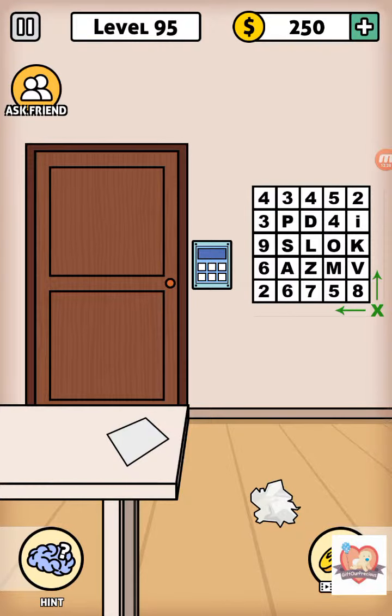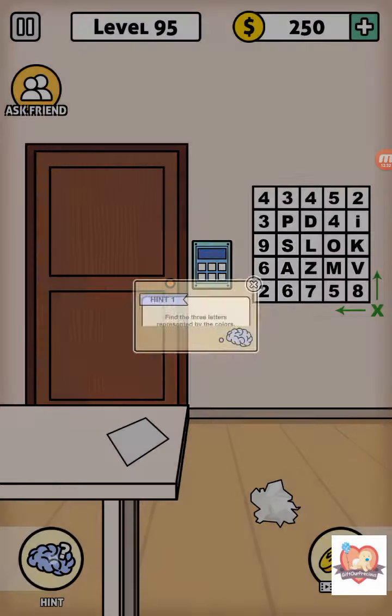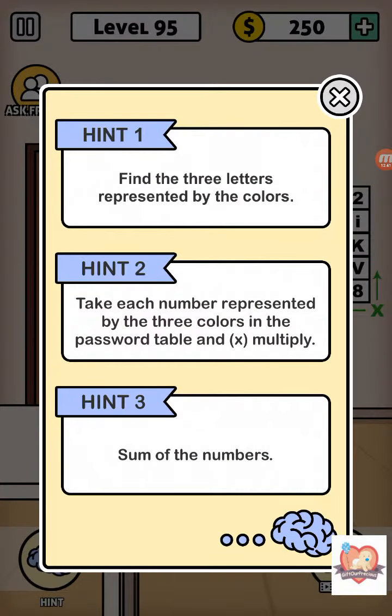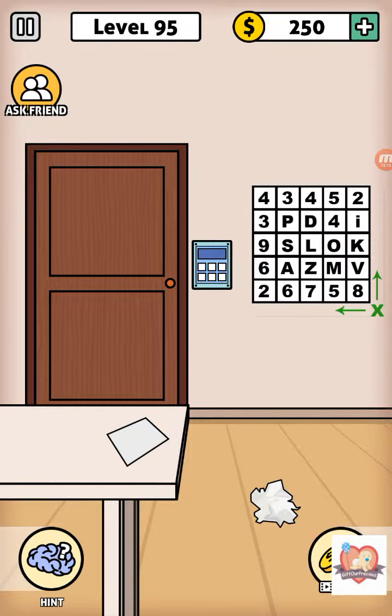What do you mean by each number represented by? Oh, I got an idea. I think he put an X, multiply. Find the three letters represented by colors, okay? And then take each number represented by the three colors in the password table and multiply. That means there should be three numbers. I think you only can multiply here and here. So what could be? 6, ALI.